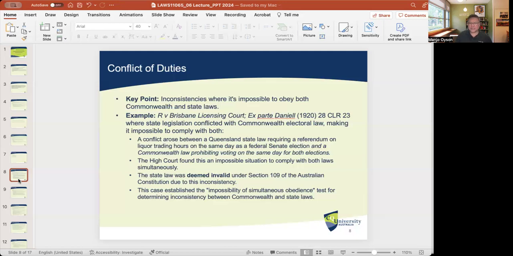And so this is a case where it established the impossibility of simultaneous obedience test, where it is clear that a person or an entity couldn't possibly obey simultaneously both a Commonwealth law and a state law, especially because doing so, trying to obey both laws, will mean that there will probably be a penalty that person will have to face based on a Commonwealth law.